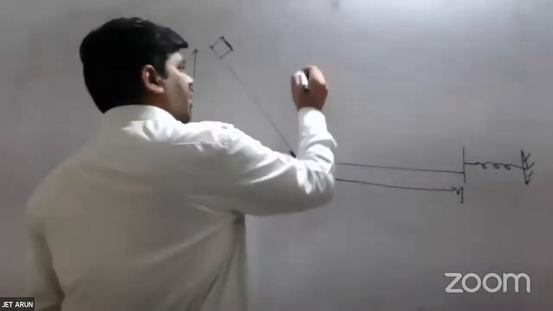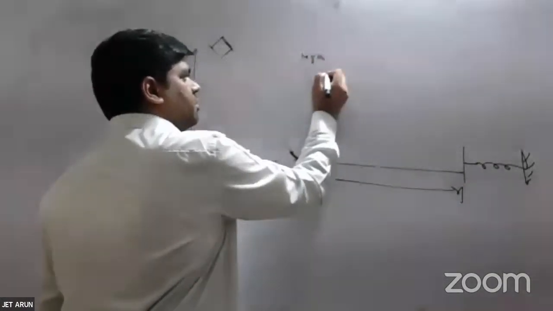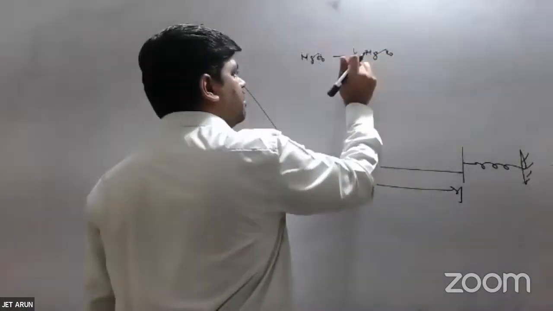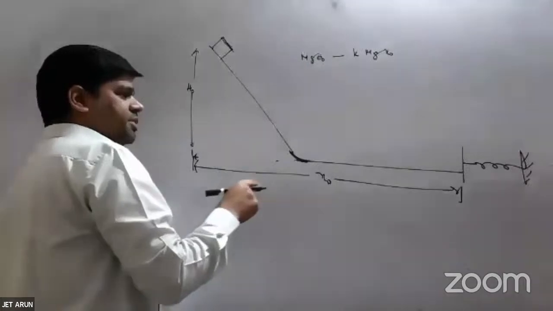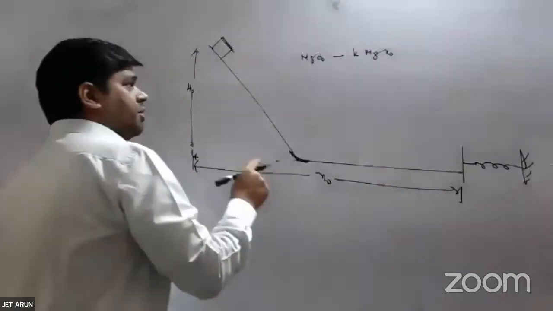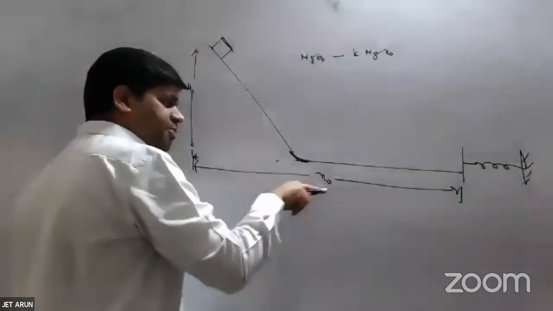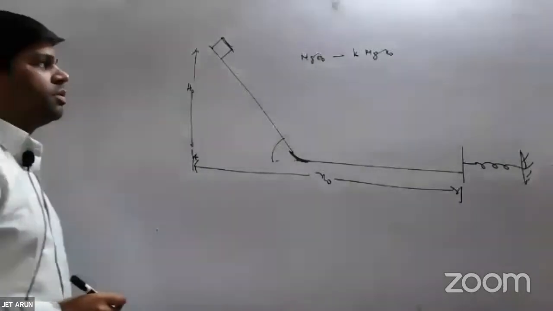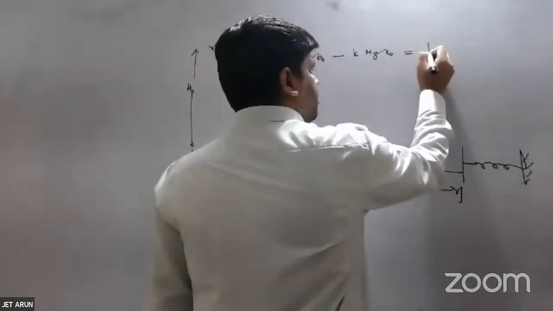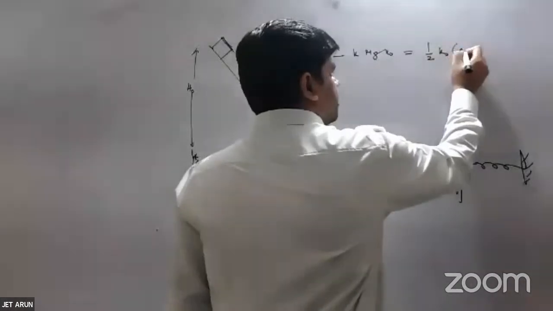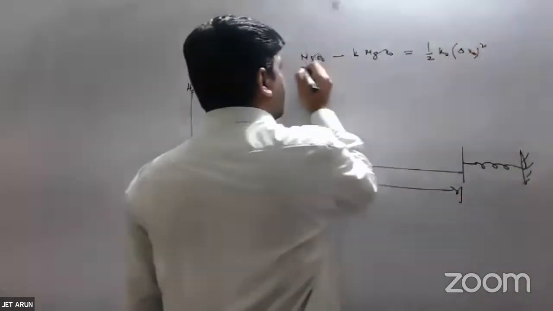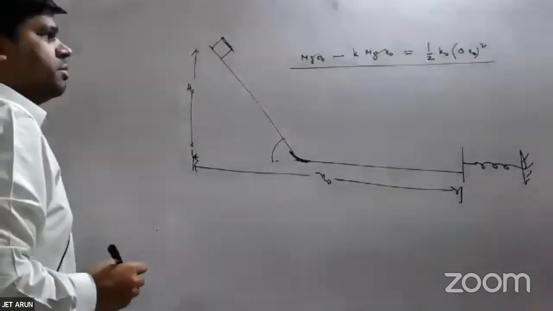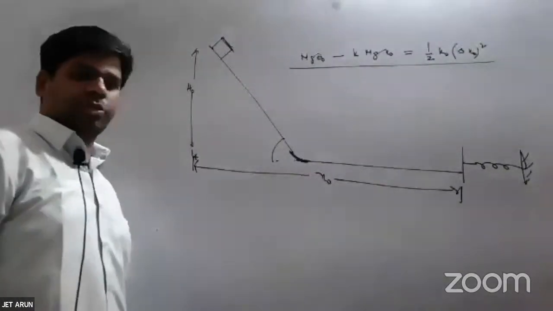Let's do it that way. So I have mgh minus loss, mu mg x naught. Why am I writing directly x naught? Because from here to here it is x naught. My loss due to friction depends only on the horizontal displacement. It doesn't depend on this incline, that we know, right? It's equal to half k delta x naught square. What is required is delta x naught. Alright, I'll not solve it further.